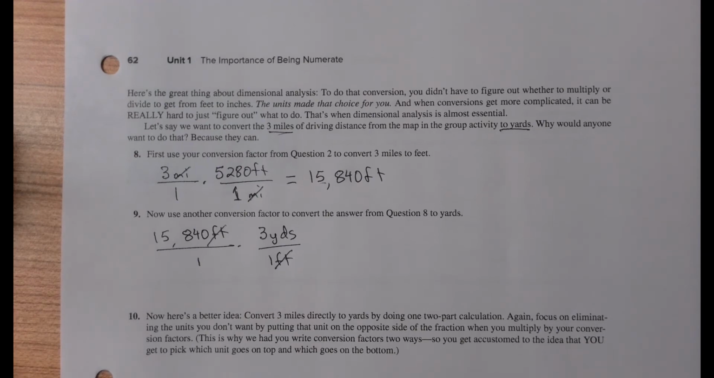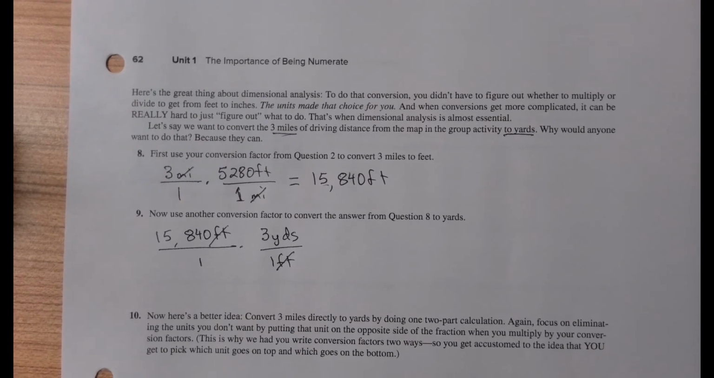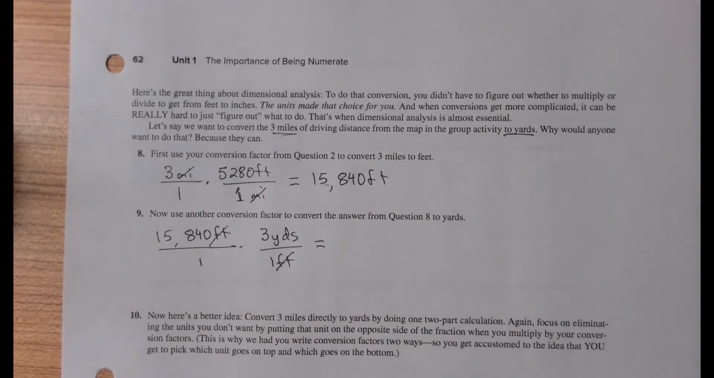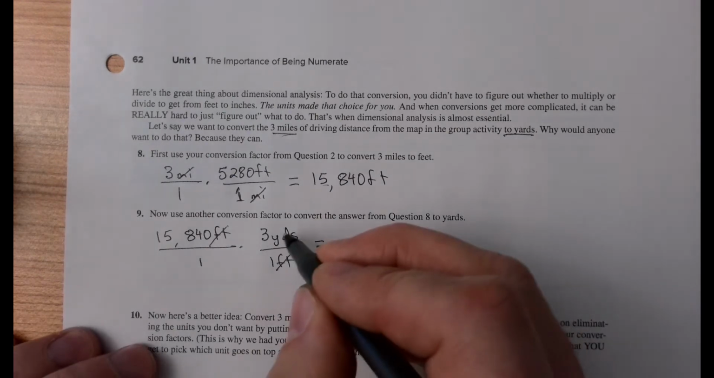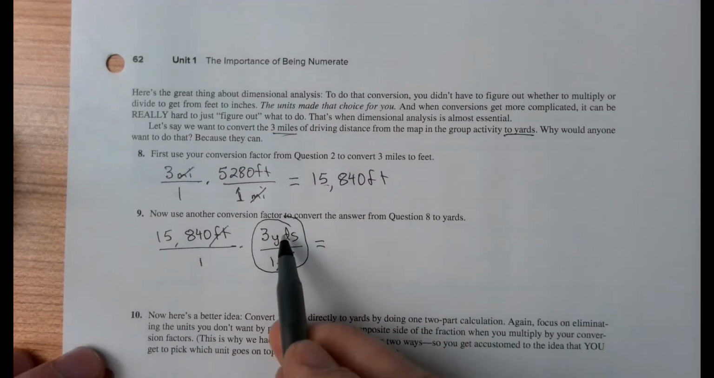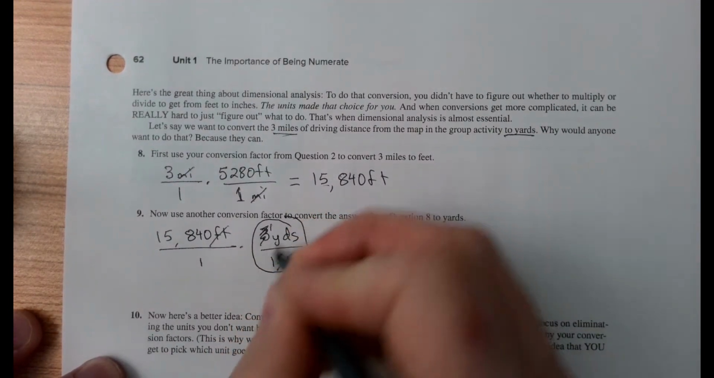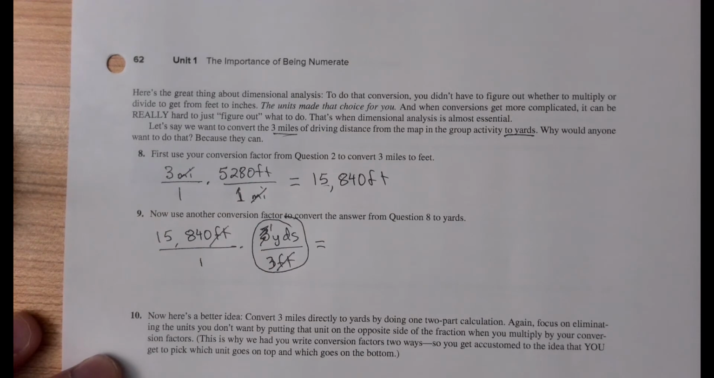And what do we get here? Okay, so let's pause and ask ourselves, did I actually write down the correct units here? Do 3 yards equal 1 feet? No, they do not. It should be 1 yard equals 3 feet. So I'm going to try again.